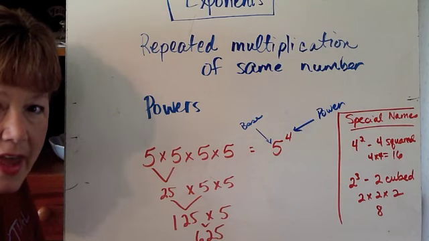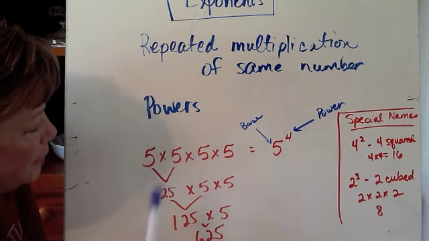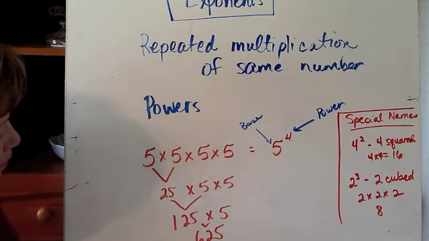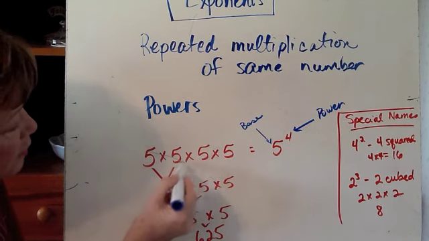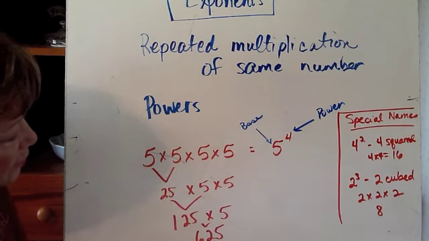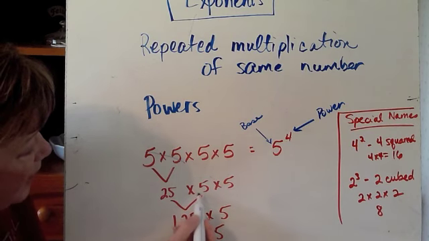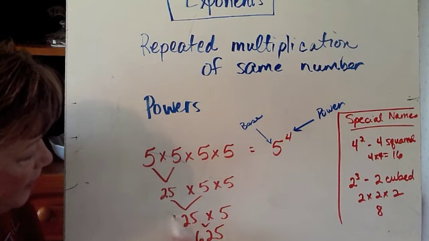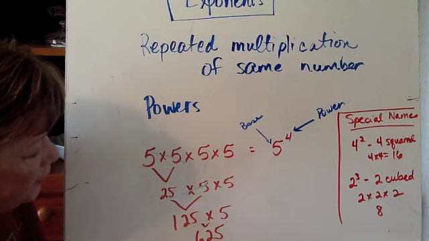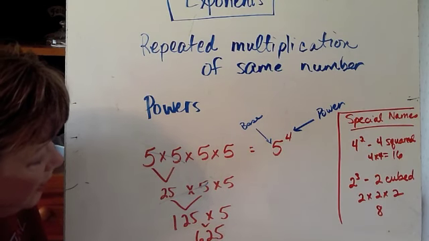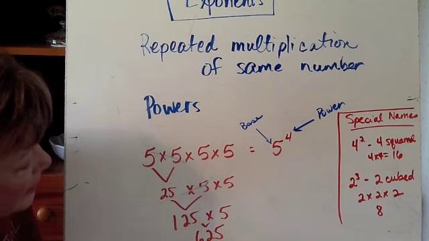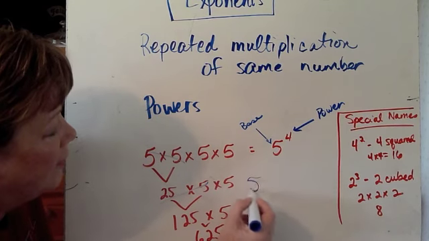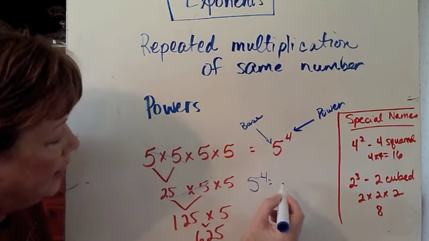And to solve that, you remember this is multiplication, so you're going to multiply. 5 times 5 is 25. Now I've used those two. I have these to finish out with. So 25 times 5 is 125. I've used those. I still haven't used that last one. 125 times 5 is 625. So 5 to the 4th power equals 625.